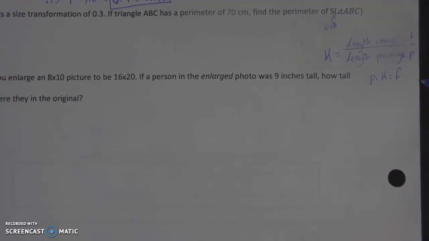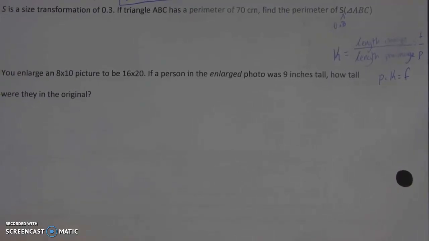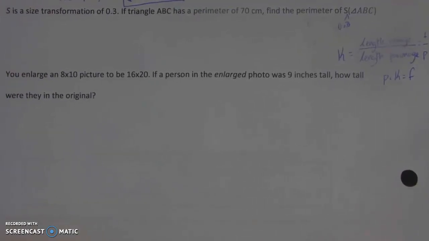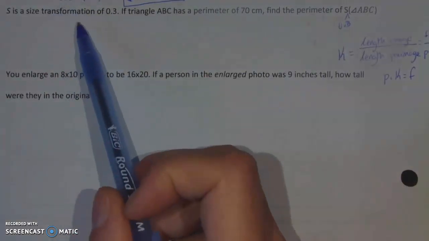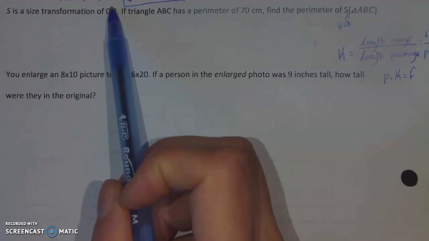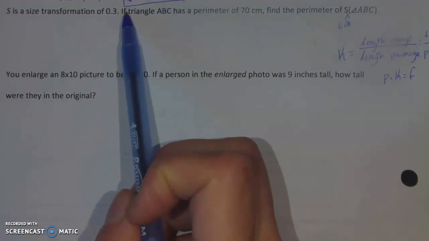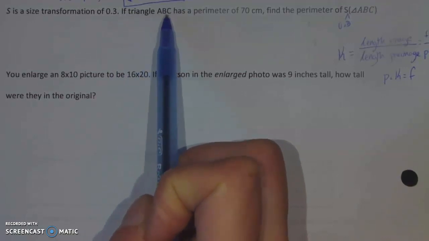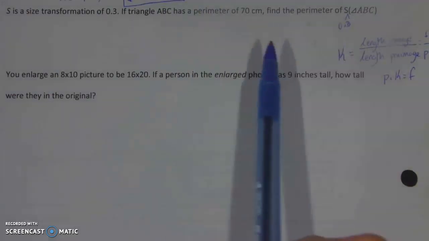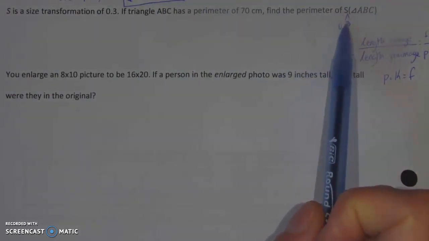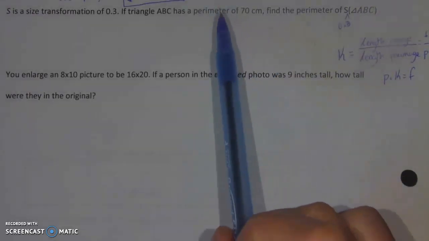Now we did this formula already, but let's look at how this works when all we have to work with are pieces of information and some numbers rather than a picture. So we're told that S is a size transformation of 0.3. So we have here what we call a contraction. It is shrinking the original figure. If the triangle ABC has a perimeter of 70 centimeters, find the perimeter of the size change of 0.3 of that triangle. Now we know here that perimeter is length.